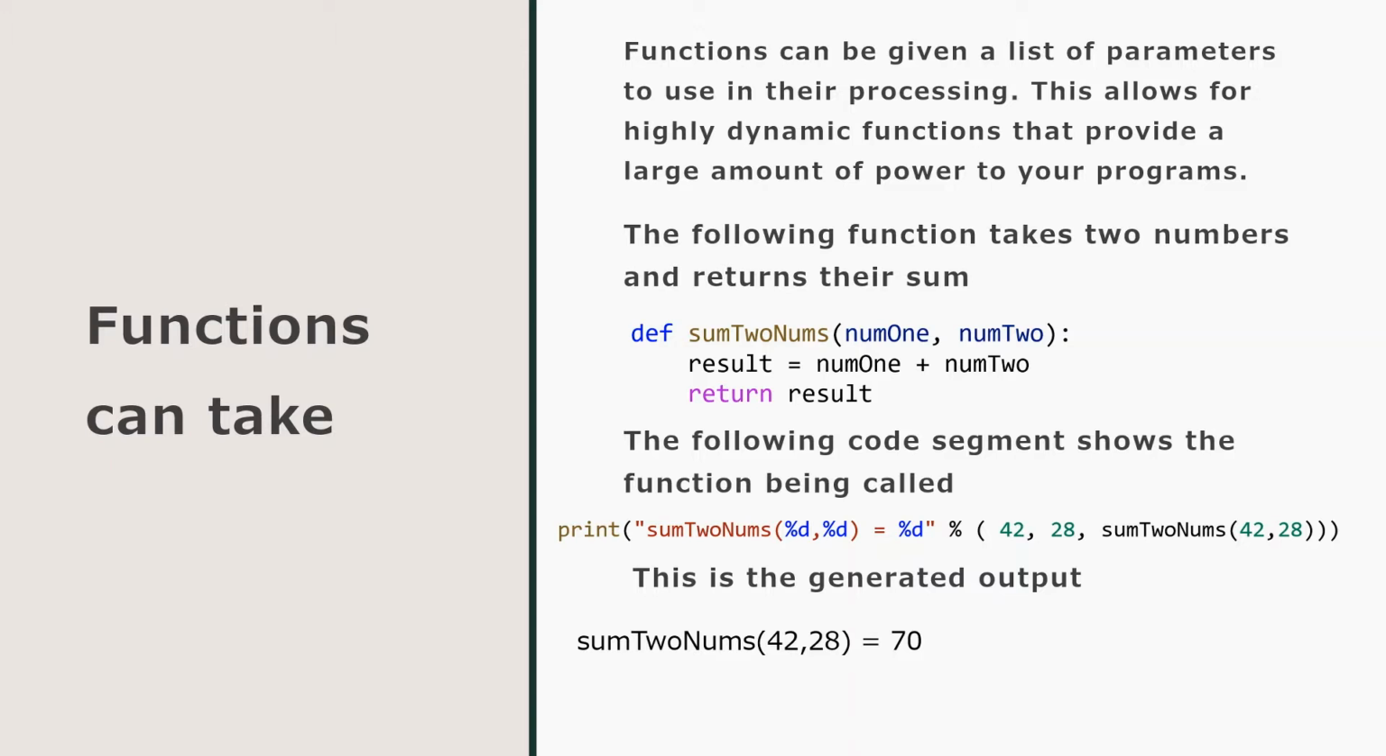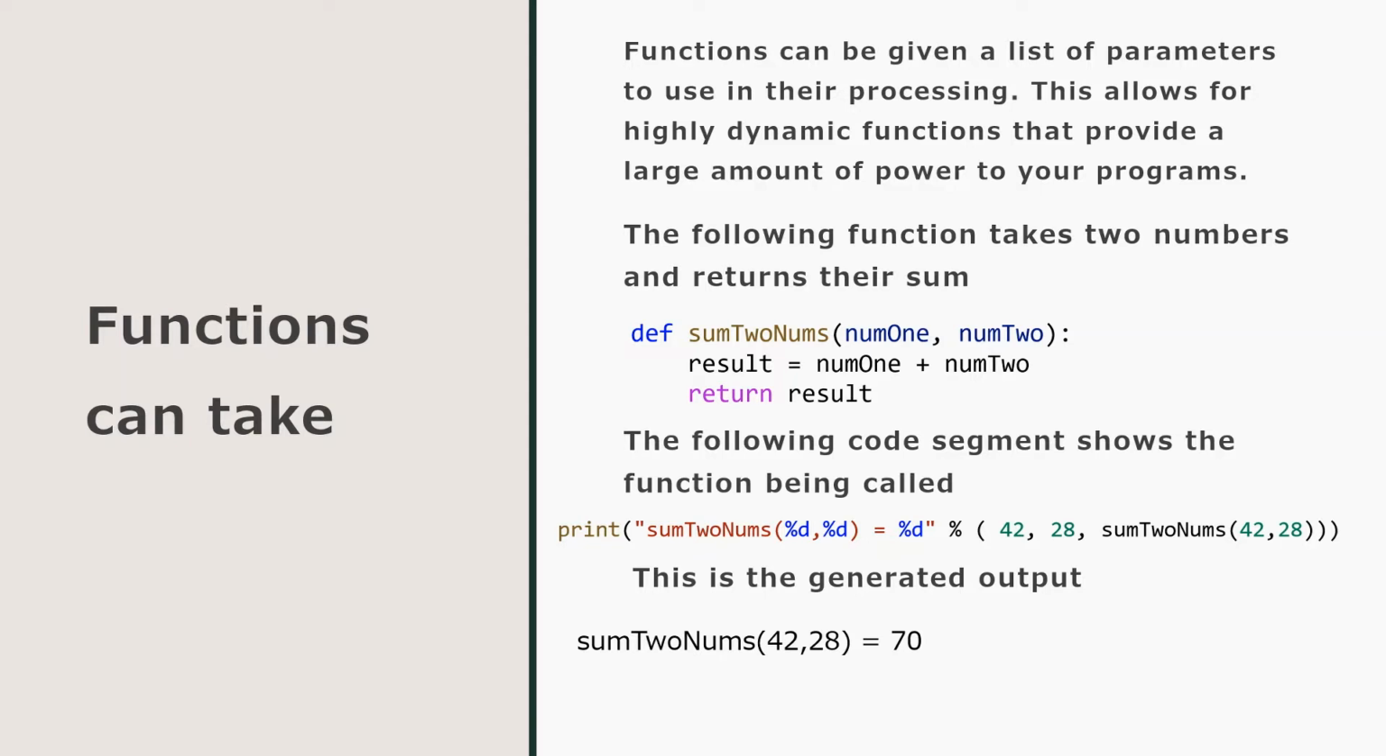This is an example of that function actually being used. So, we're printing out a statement with formatted output, which is pretty cool. And then within the actual line, we're calling sum two nums with 42 and 28. What's going to end up happening is that wherever you see num1, that's going to get replaced with 42, and wherever you see num2, that's going to be replaced with 28. And then when that function finishes executing, it's going to return result.